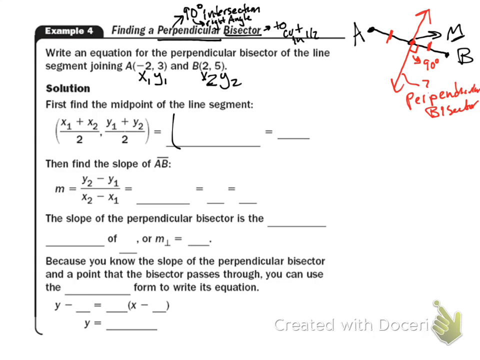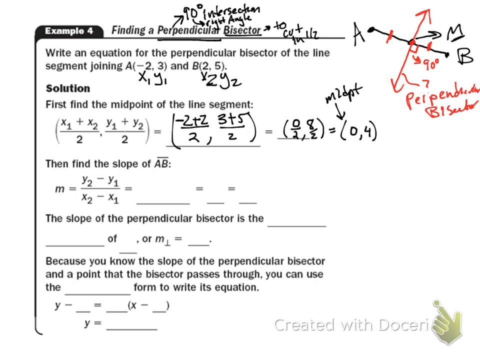So if I substitute x1 and x2 in, I'm going to end up with -2 plus 2 over 2 for the x coordinate, and if I add the y's, I get 3 plus 5 over 2, which is going to end up being 0 over 2 for the x coordinate and 8 over 2 for the y, which, let's just write the final answer here, that would be really 0, 4. Guys, this is our midpoint. So we just did a little midpoint problem here.